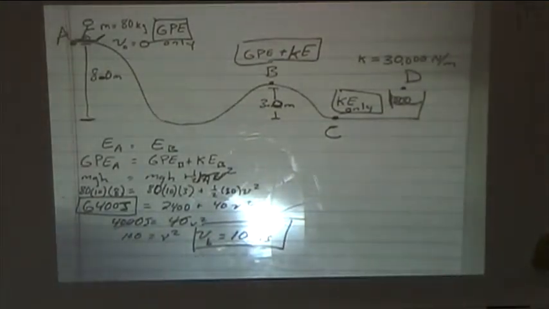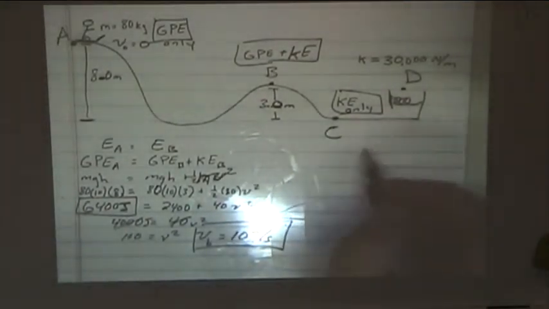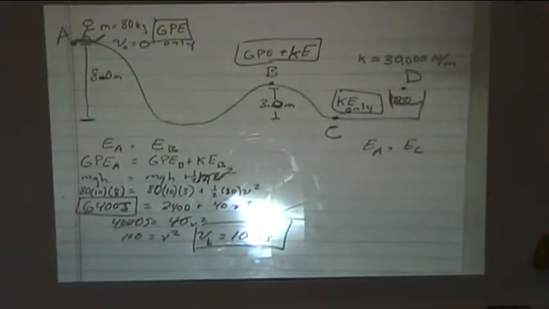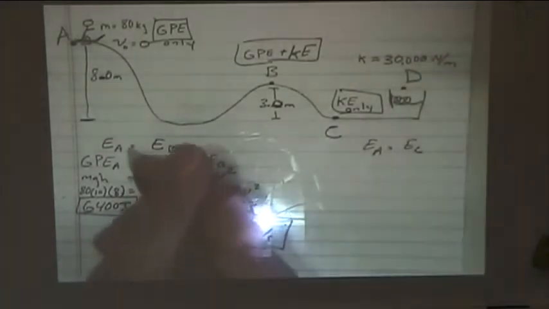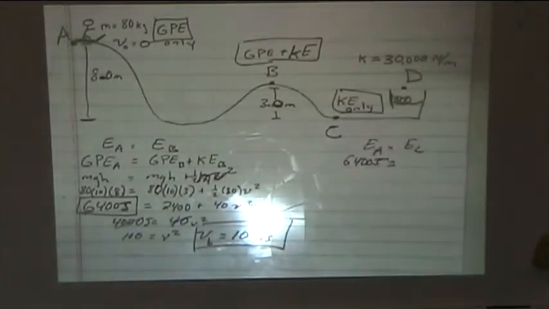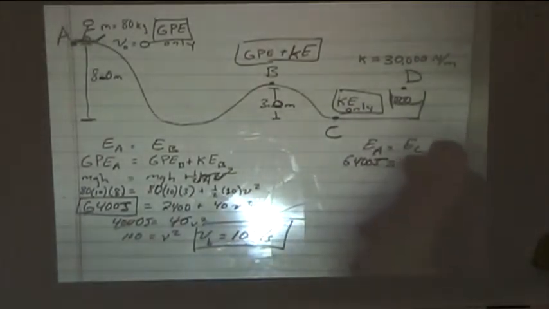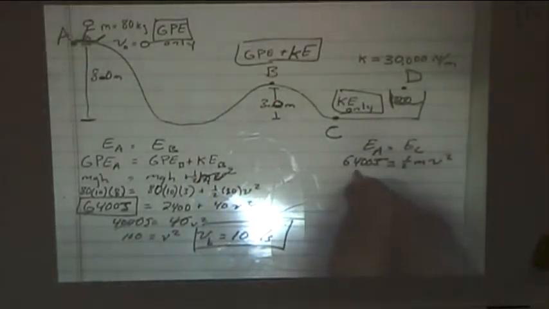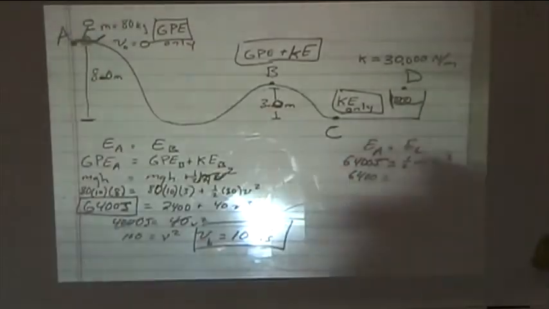Now, you could set the energy at B equal to the energy at C, but it's going to be a little bit easier to say EA equals EC. You can set the energy at any 2 points equal to each other because of the law of conservation of energy. Now we know that energy A is already 6,400 joules. Since it's kinetic energy, we can go straight to substituting 1/2 mv squared. And so we can say 6,400 is equal to 1/2 of the mass. 1/2 of 80 is 40.